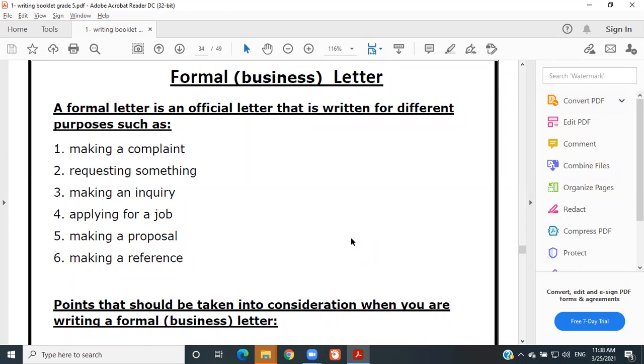This is teacher Mustafa, and today we're going to have a writing session. This writing session will be writing a formal letter. Writing a formal or a business letter.